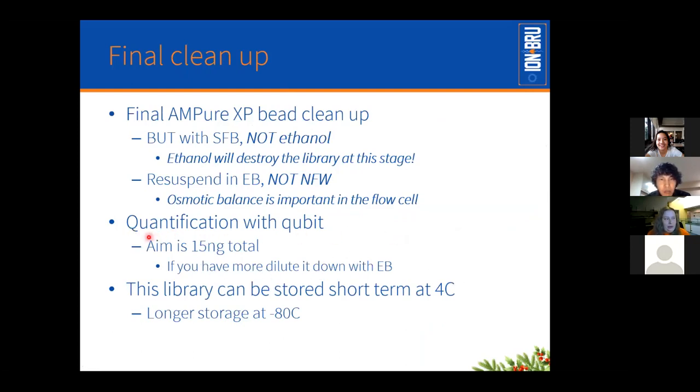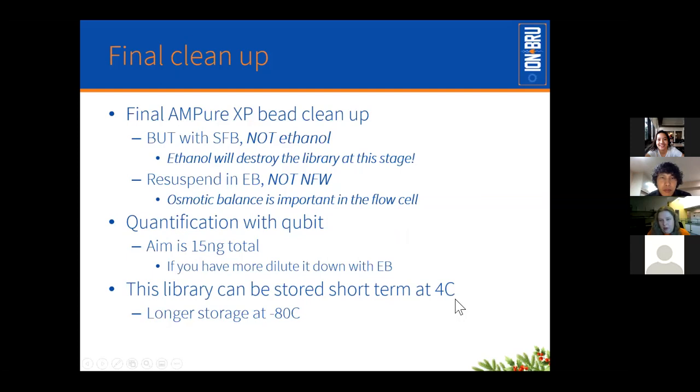Again, you want to quantify with your Qubit, aiming for 15 nanograms total. If you have more, do dilute it down. As I said, you can put too many molecules on the flow cell and you don't want to run out of fuel. So this library can actually be stored short term at 4 degrees C.